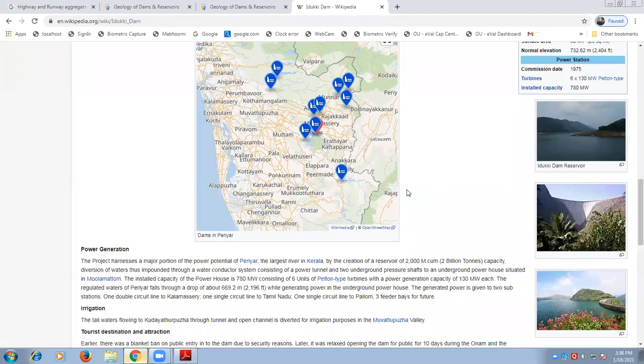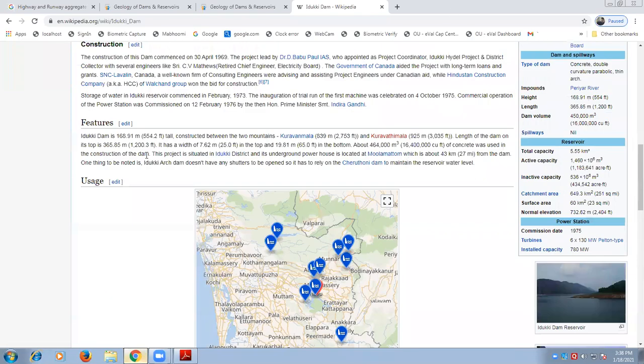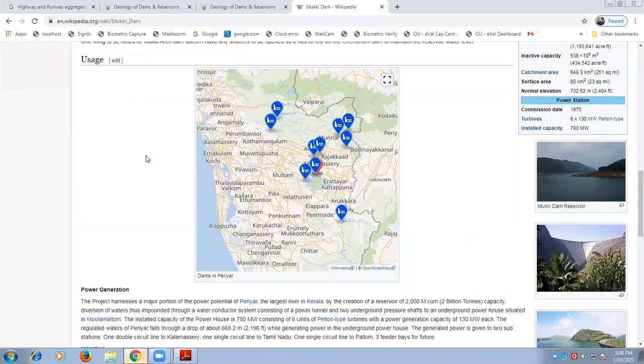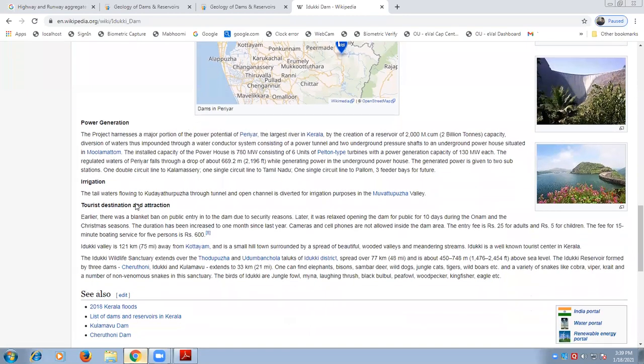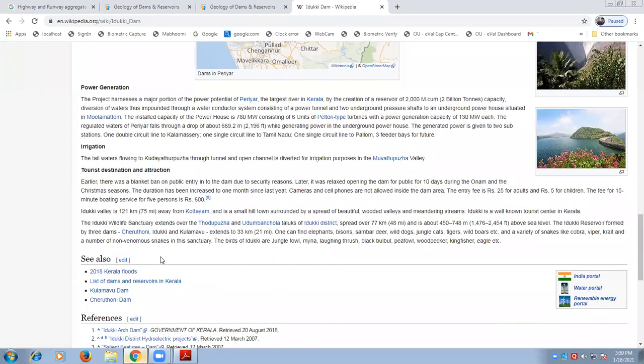Any dam that you are going to describe, while answering the question, make sure you tell about the location, when it was constructed, and on which river. Then a brief idea about the features of the dam: the length, width, height, and of course the usage. Idukki Dam is used in power generation, irrigation, etc.